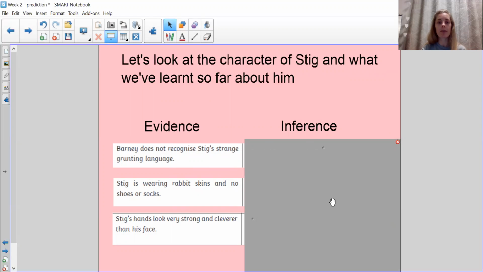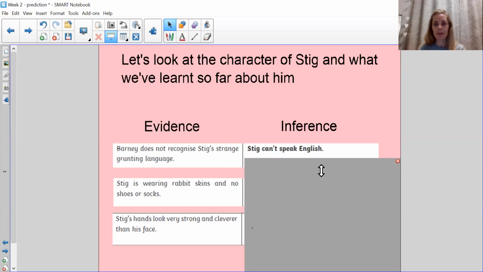The first bit of evidence they give us about Stig is that Barney does not recognize Stig's strange grunting language. So what can we infer about Stig's vocabulary and his way of talking? What can this tell us? The second question is Stig is wearing rabbit skins and no shoes or socks. So what does this tell us about Stig? And Stig's hands look very strong and cleverer than his face. This is the evidence they have provided for us. What can we then infer from this? What is that clue telling us about Stig? So have a go at answering those three questions, and then let's have a look at the answers.